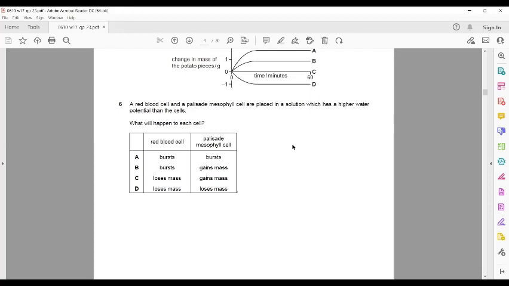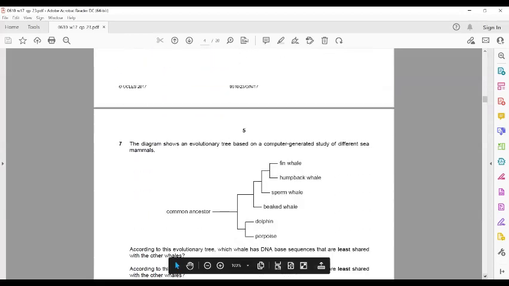Sometimes, if you are dubious and you don't know which one to choose, this is the best way: just omit the wrong ones and then finally find the answer. So it gains mass. So the answer should be B.